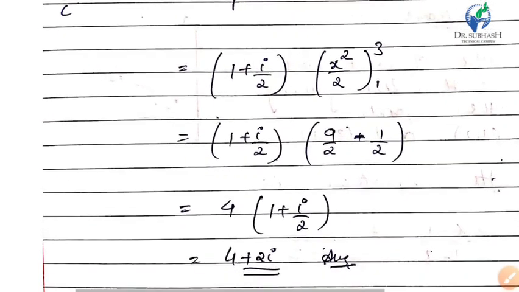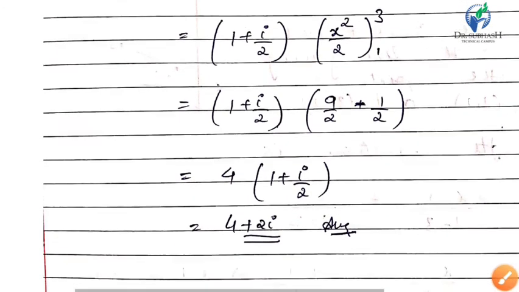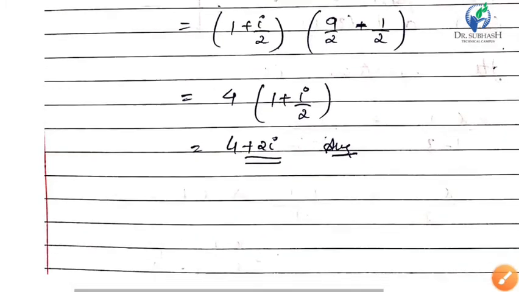Now we will do simple integration. 1 plus i by 2 is a constant. Integration of x will be x square by 2. I will put these limits. By putting upper limit minus lower limit, I get my answer as 4 into (1 plus i by 2). I will multiply this 4 with the bracket, and I get 4 plus 2i. So this is my final answer and the value of the integral.